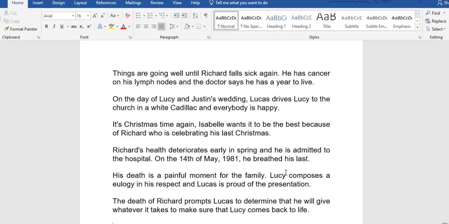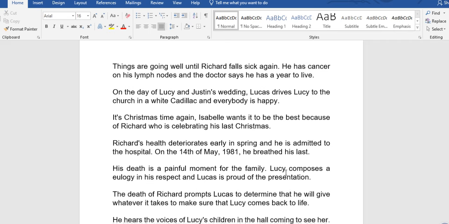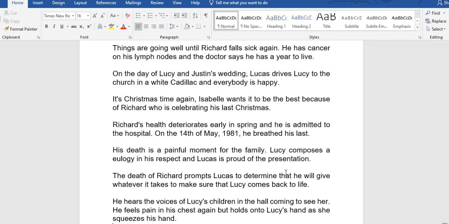On the day of Lucy and Justin's wedding, Lucas drives Lucy to the church in a white Cadillac and everybody is happy. It's Christmas time again. Isabel wants to be the best because of Richard, who is celebrating his last Christmas. Remember what the doctor said about him, that he has a year to live.